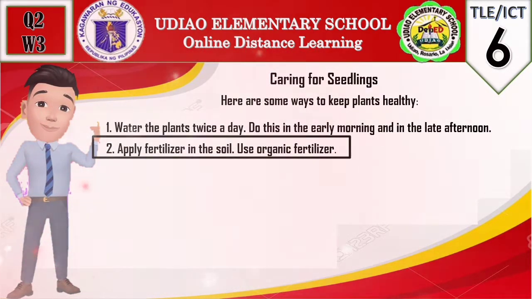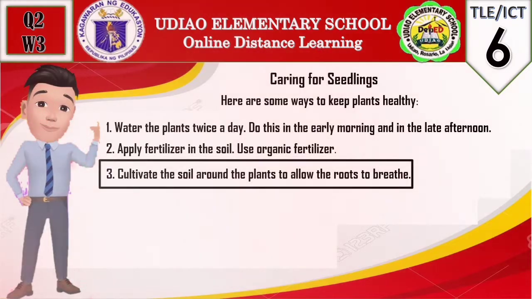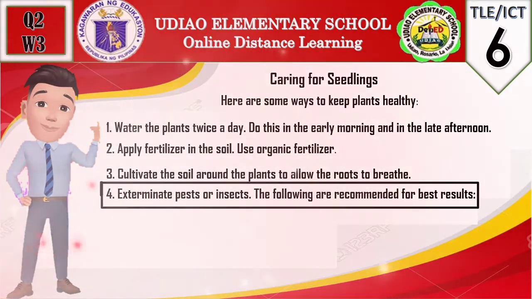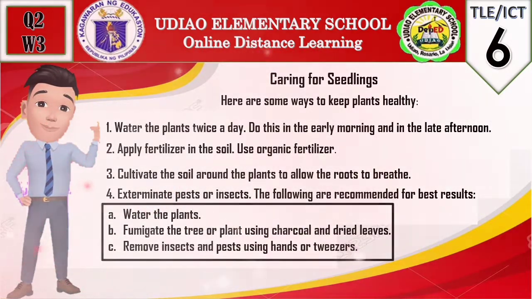Second, apply fertilizer in the soil. Use organic fertilizer. 3. Cultivate the soil around the plants to allow the roots to breathe. And number 4, exterminate pests or insects. The following are recommended for best results. First, you need to water the plants. Second one, fumigate the tree or plant using charcoal and dried leaves. And letter C, remove insects and pests using hands or tweezers.